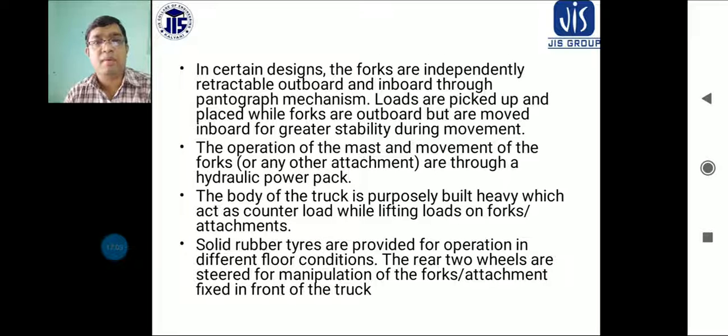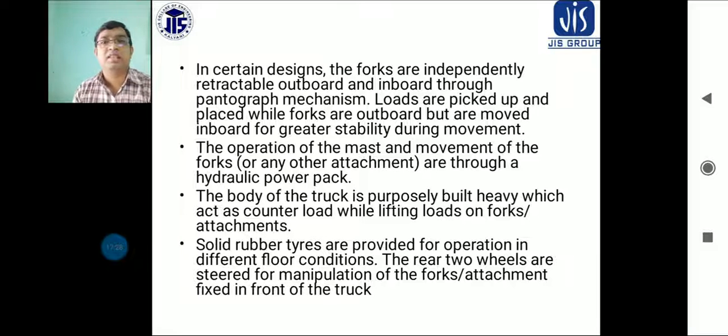And solid rubber tires are provided for operating in different floor conditions. That means for different floor conditions you have to move materials slightly, and the different rubber tire types are used to transfer materials across different floors.